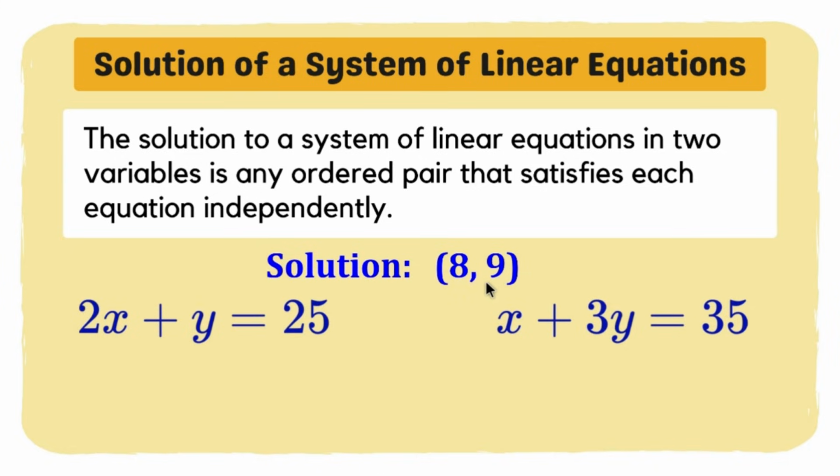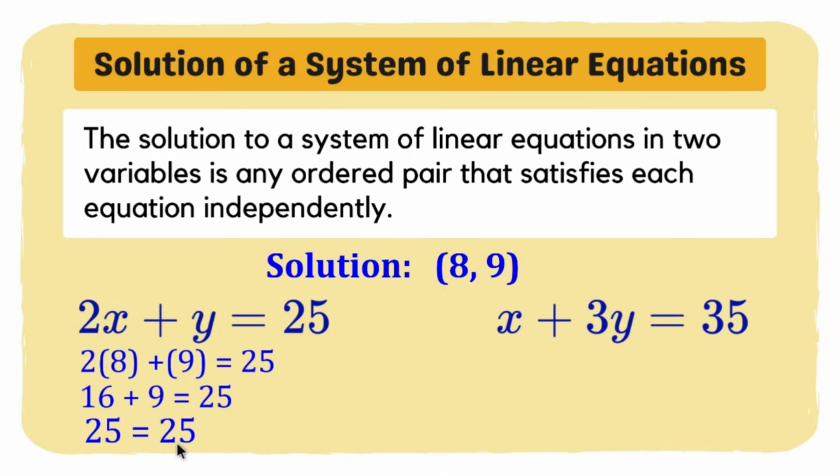Okay, so now let us substitute this solution to both of these equations. So unahin natin sa 2x plus y equals 25. So x will become 8 and then y will become 9. So 2 times 8 will be 16 plus 9. Is it going to be 25? Yes, 25 is equal to 25. Therefore, this solution makes the equation true.